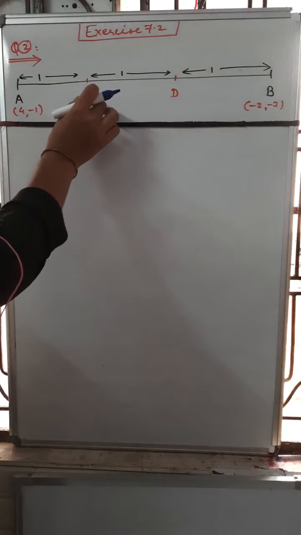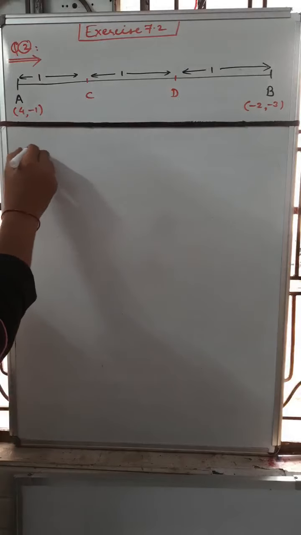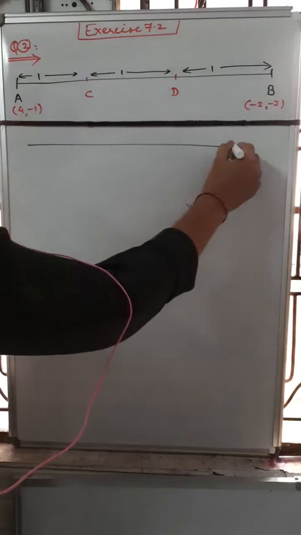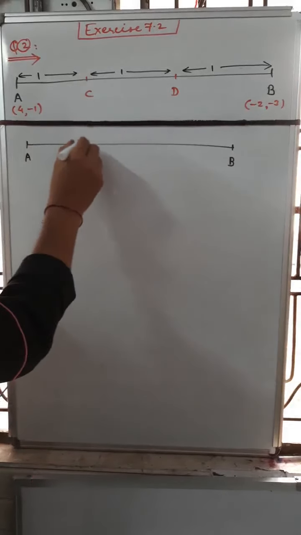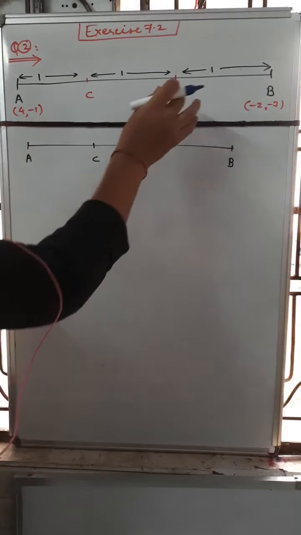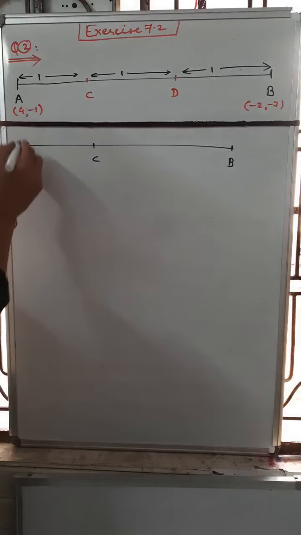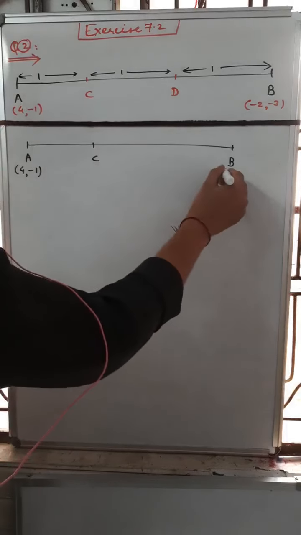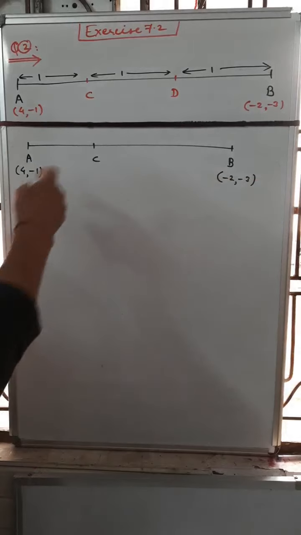Now we have to find out the coordinates of C and D. So again we will draw the line AB. Suppose it is A, it is B, and C is situated here. Ignore D in the second diagram. So A is equal to (4, -1) is given, and B is equal to (-2, -3) given. Now we have to find out C.